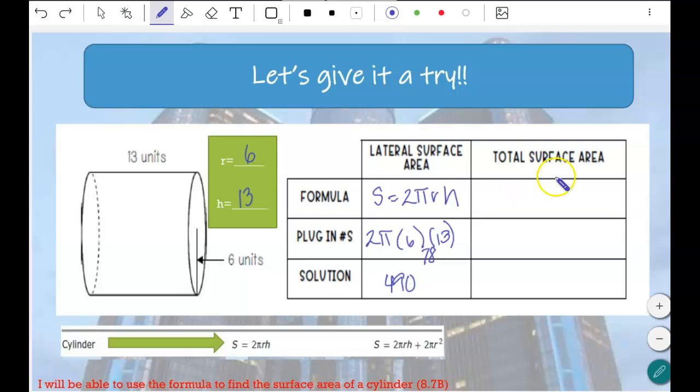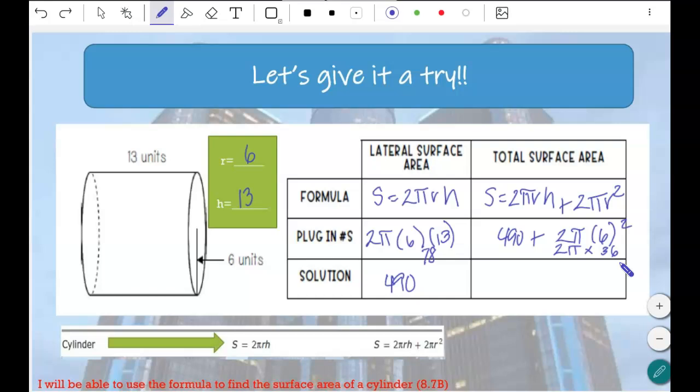All right, total surface area. We already have the first part, so no need to do that again, plus 2 pi r squared. So we know that first part right here is 490. Now let's go ahead and do the last part of it. We're going to do 2 pi r squared. R is 6, so that's 36. So in your calculator, you could put 2 pi times 36.